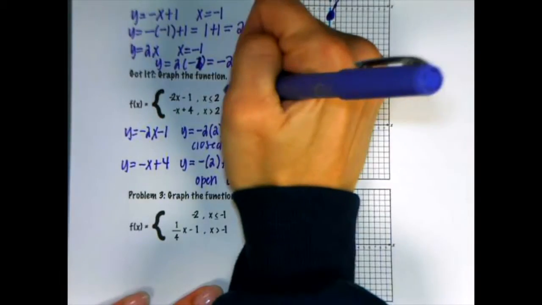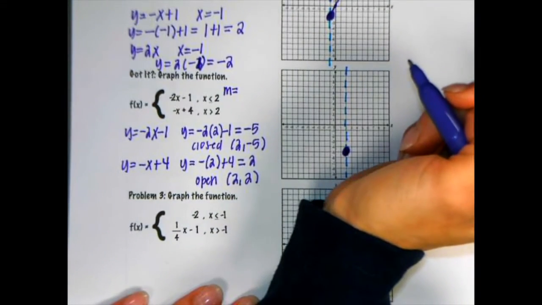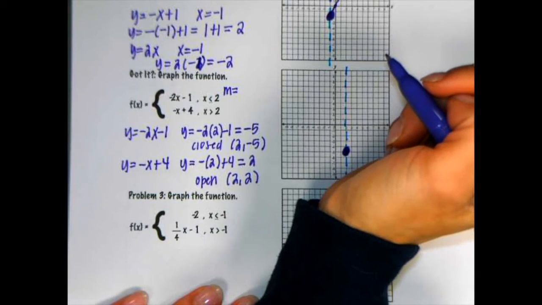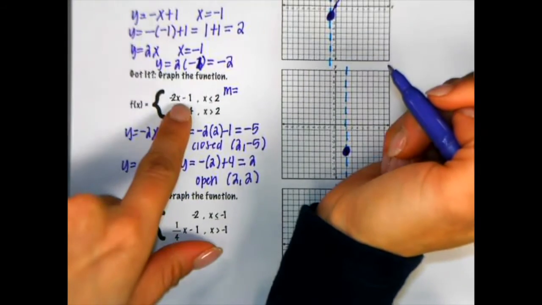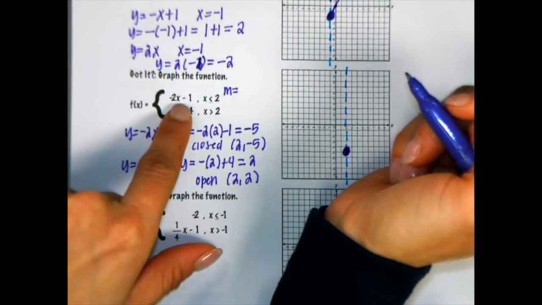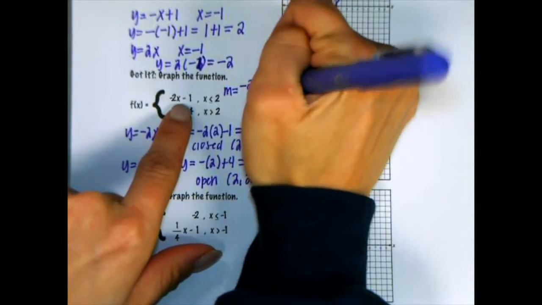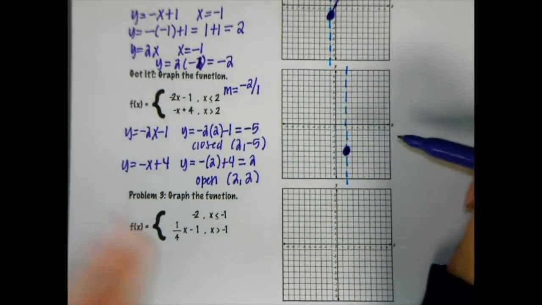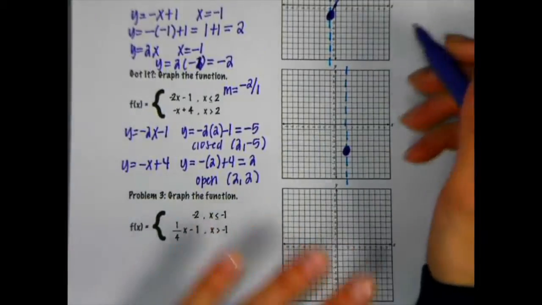And then what's my slope of this one? Guys, look at the equation. What's my slope of this one? Just over 1. Yep, so -2. So normally I would go down 2 over 1, but that's going on the wrong side of the line. So just reverse it, okay?